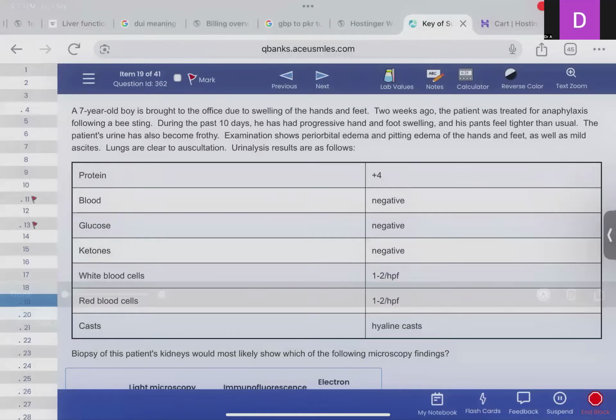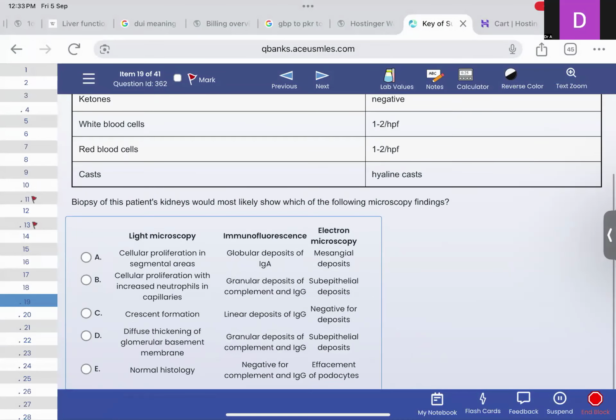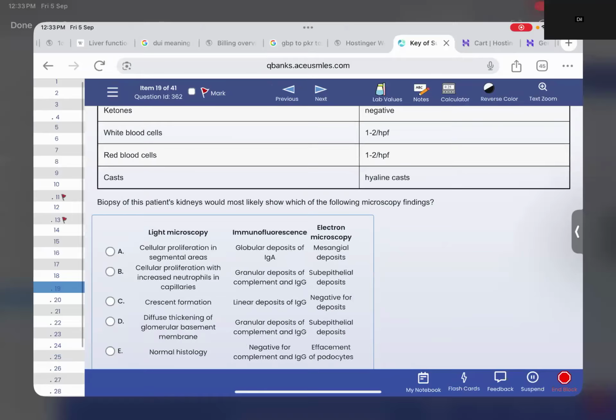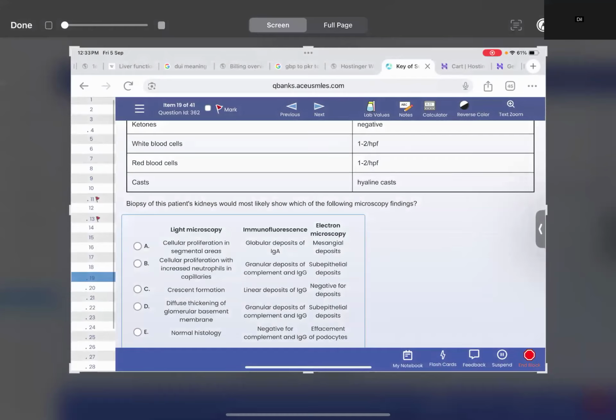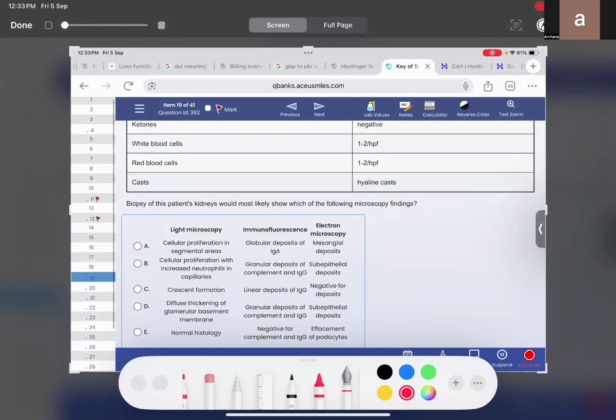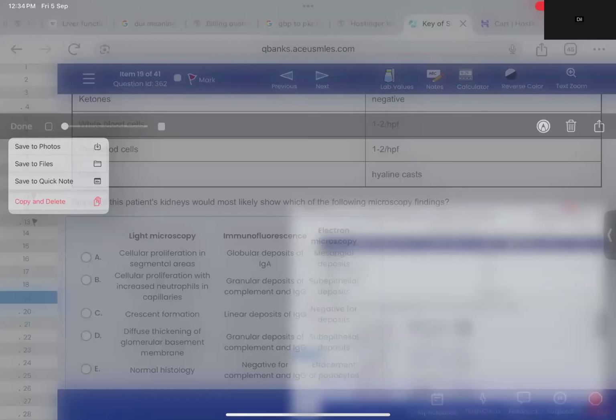Let's look into the options. Light microscopy will be normal, right? Light microscopy normal, okay? The rest are cellular proliferation, crescents, diffuse thickening. We have discussed most of them already. Negative for complements, it is okay, and effacement is the answer. Yeah. Okay.